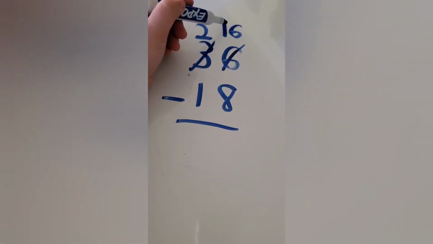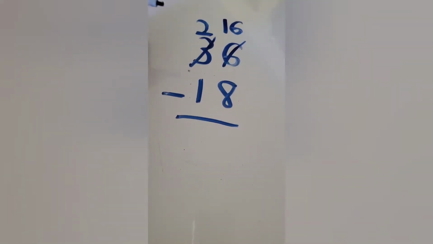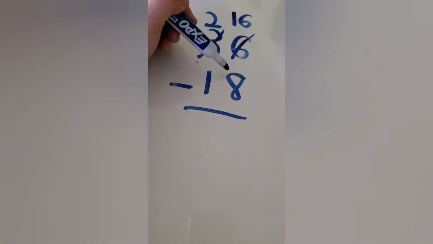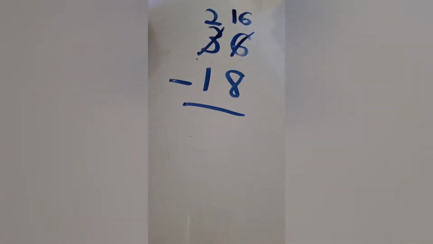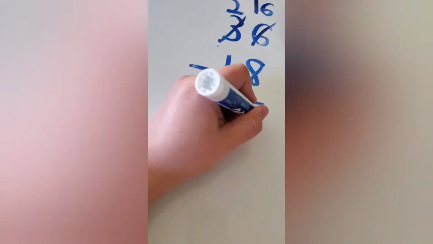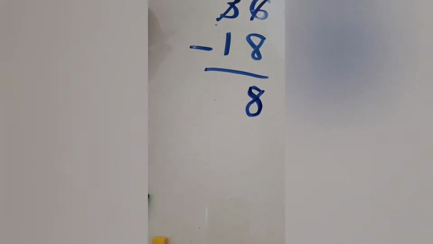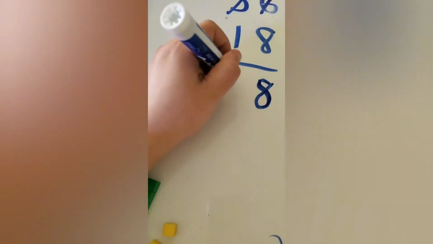So now 16 is bigger than 8, right? So 16 take away 8 is what? You're right. It's 8. 2 take away 1 is 1. Do you see how I did that? It's kind of cool, isn't it? Okay, so I'm going to do one more example for you because sometimes regrouping with subtraction is kind of hard. Okay, let me get it ready for you.